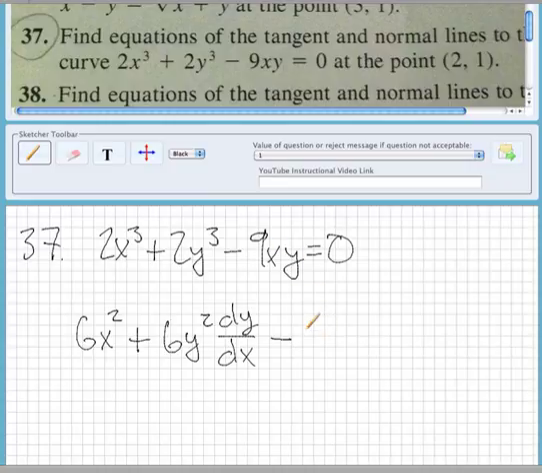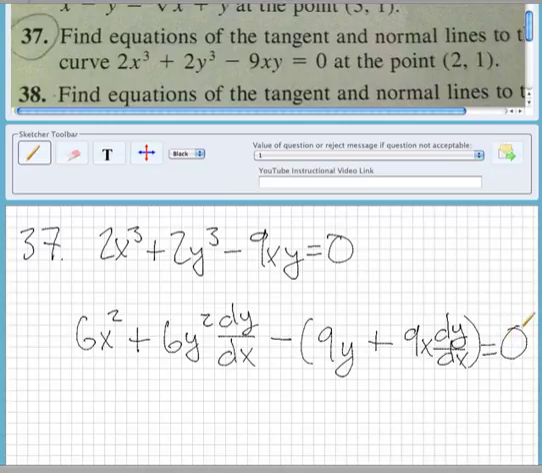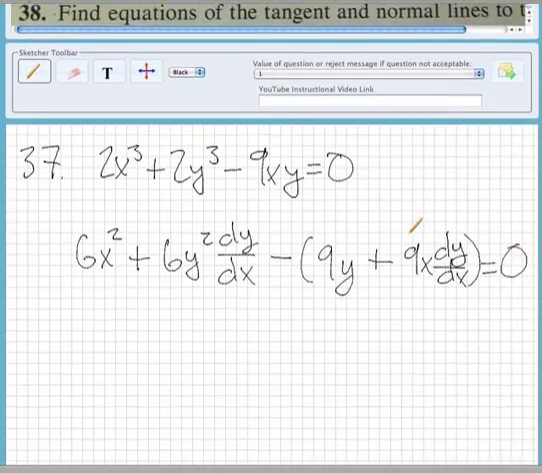The first one is going to be 9y, that's the derivative of x. And then the second function, we're going to add that, and that's going to be 9x dy/dx. And then if we take the derivative of 0, it's going to be 0 again. So now we have these two terms with dy/dx in it. We're going to actually solve for dy/dx.